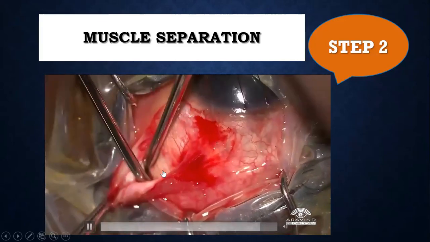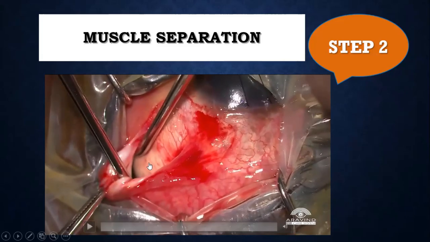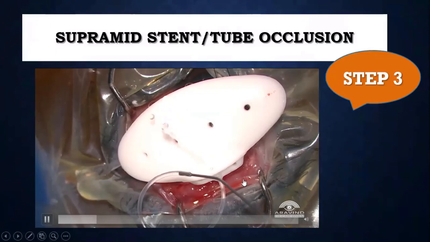If adequate space is not created, then we will have difficulty while inserting the lateral wing of the Aadi plate beneath the muscles. And this is an Aadi implantation. You could see the drainage holes and the fixation holes.